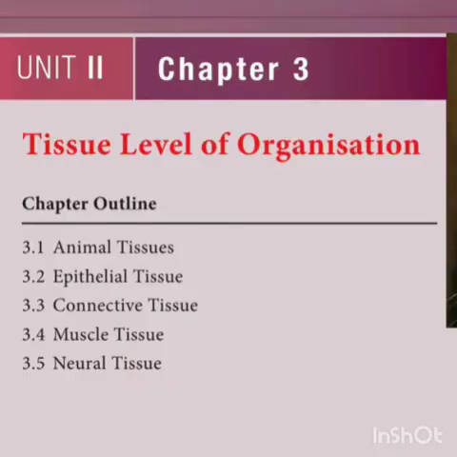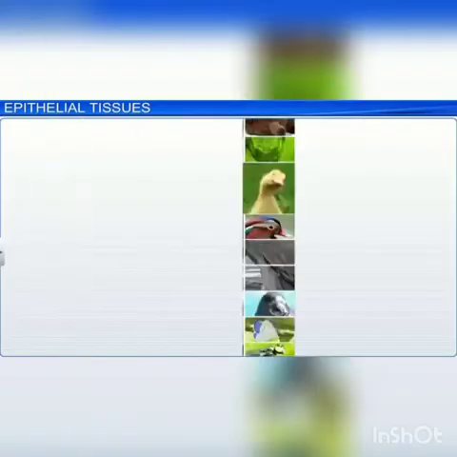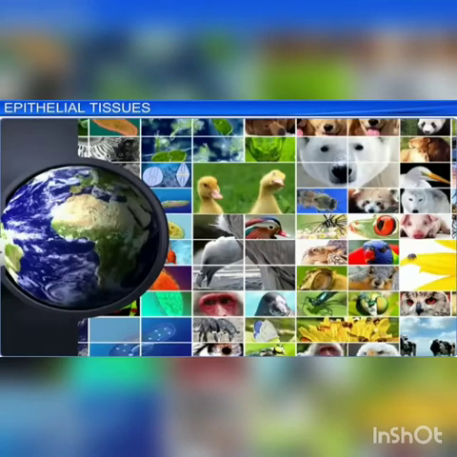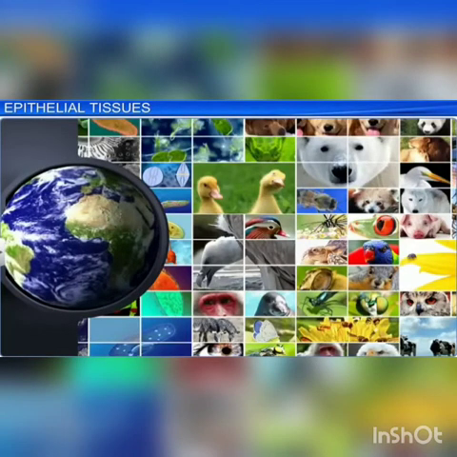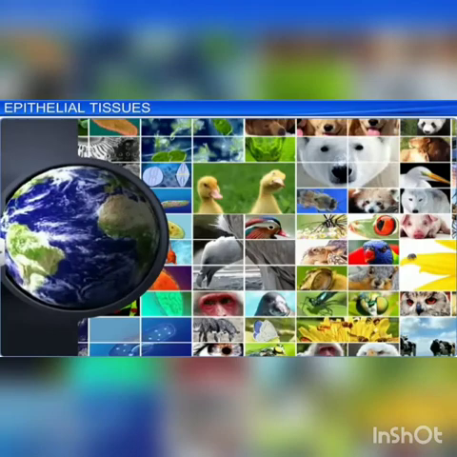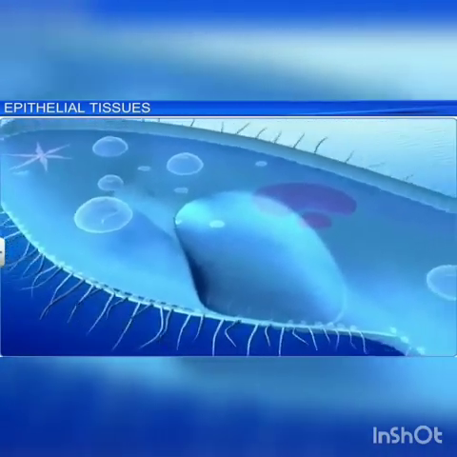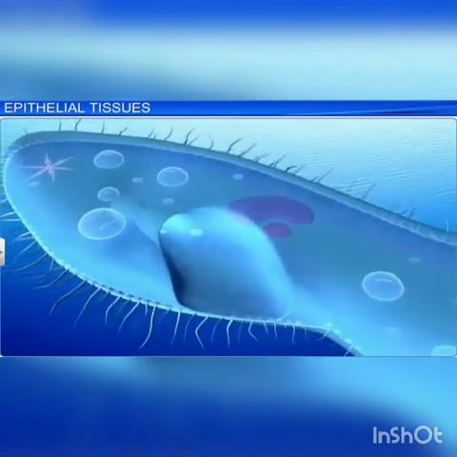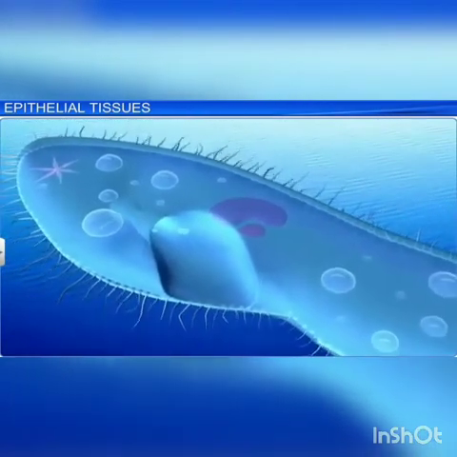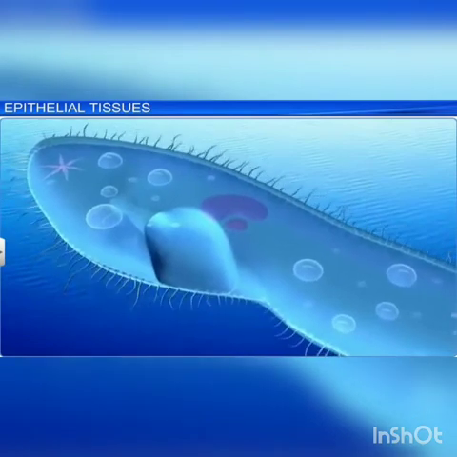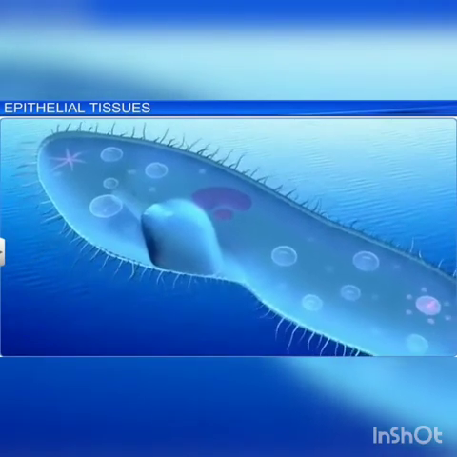Today, we will start the next chapter, the third chapter, tissue level of organization, in which we will discuss animal tissues and its types. We have a variety of organisms on our planet, ranging from unicellular to multicellular. In unicellular organisms, the single cell carries out all the body functions such as digestion, respiration, and reproduction.